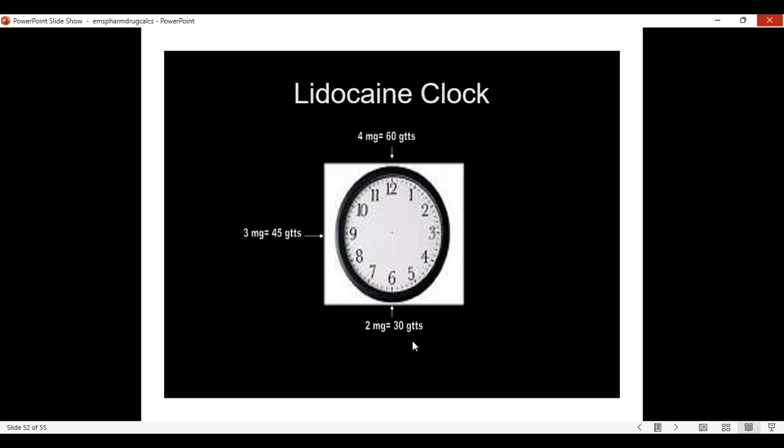So if we multiply our dose by 15, that's how many drops we're going to get, if that makes sense. So 1 times 15 is 15 drops. 2 times 15 is 30, so we'll have 30 drops. 3 times 15 is 45, so we'll have 45 drops. And then 4 times 15 is 60. This is if we're using a concentration of 4 milligrams per milliliter and using 60 drop tubing.